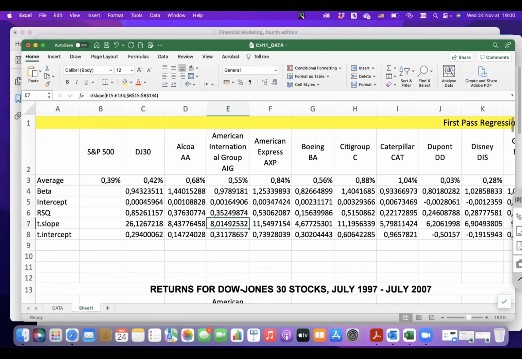لما تلاقي عندك T students أكثر من 1.96 هذا معناه عندك احتمال بسيط، 5% فقط، أن الاستيميت هذه حق السلوب، البيتا هذه، خاطئة.